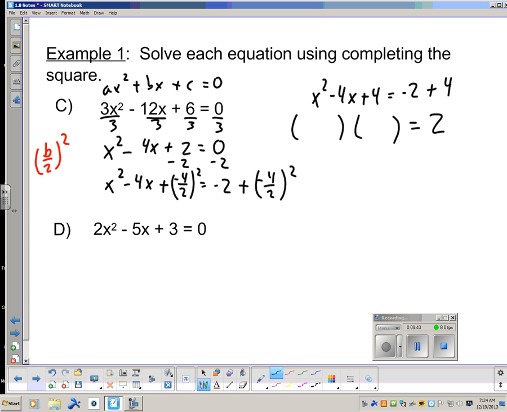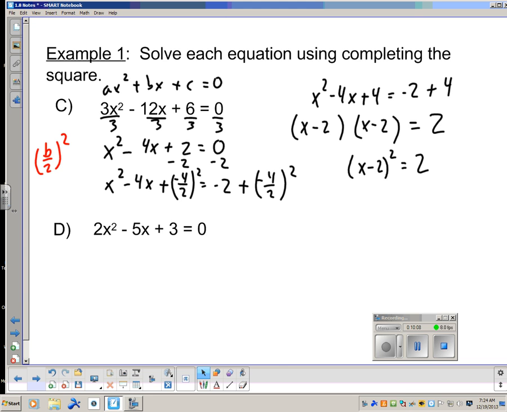So factoring the left-hand side there, what times what gives me x squared? Oh yeah, x and x. What multiplies to give me 4 and adds to give me -4? Oh yeah, -2 and negative 2. So now I can put that x minus 2 times x minus 2 together. So I can say x minus 2 squared equals 2.